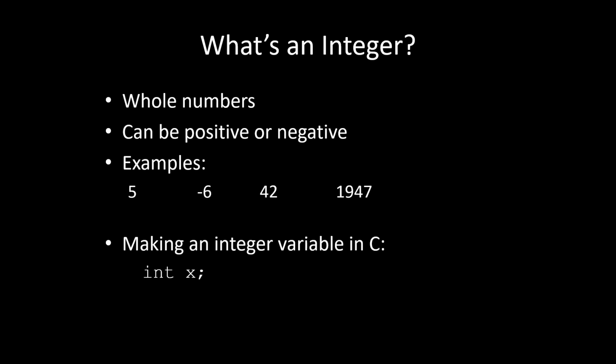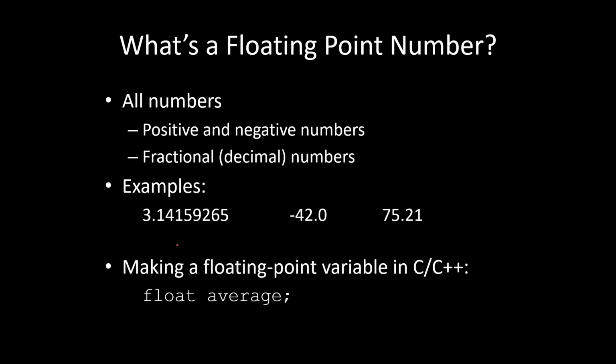You guys have seen this before. Declaring an int in C or C++ looks exactly the same. So you make an integer variable this way. What you're doing is you're saying, I want to call a box in memory the name X. And what I want to store in that box is an integer value.